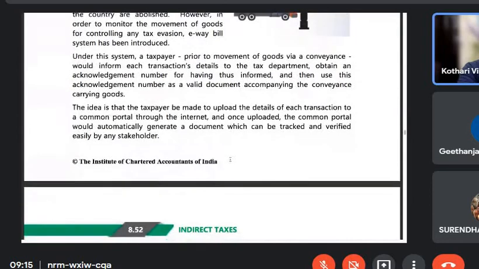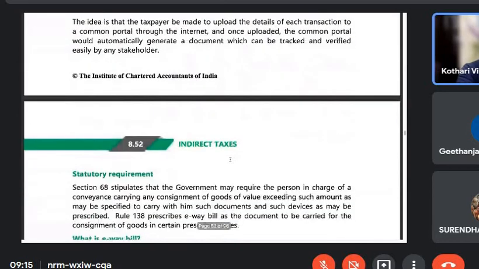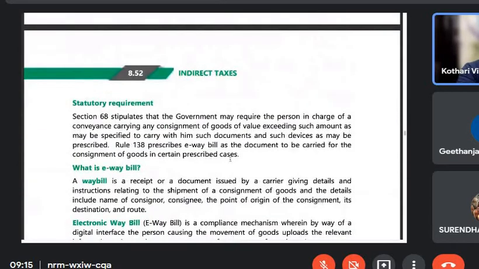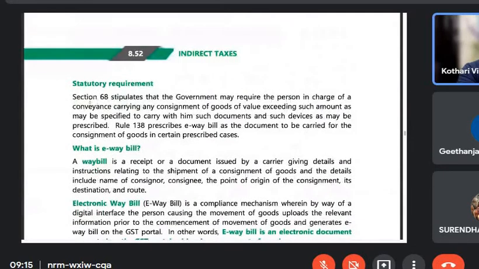Whenever goods are transported, the e-way bill is mandatory. So there is a statutory requirement under section 68 that a person in charge of the conveyance. Conveyance means the vehicle. It may be a vehicle, or an aircraft, or a train, or a vessel, whatever it is. A consignment of value exceeding such amount as specified prescribes an e-way bill. That is the document which has to be there.